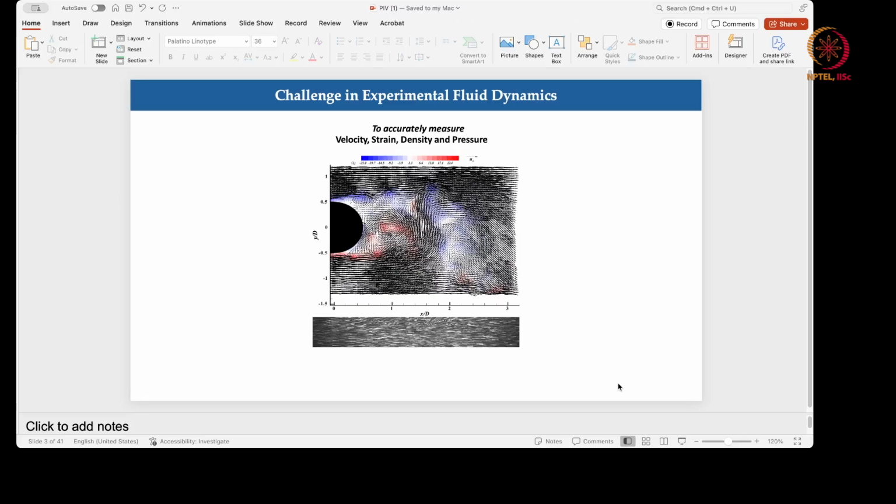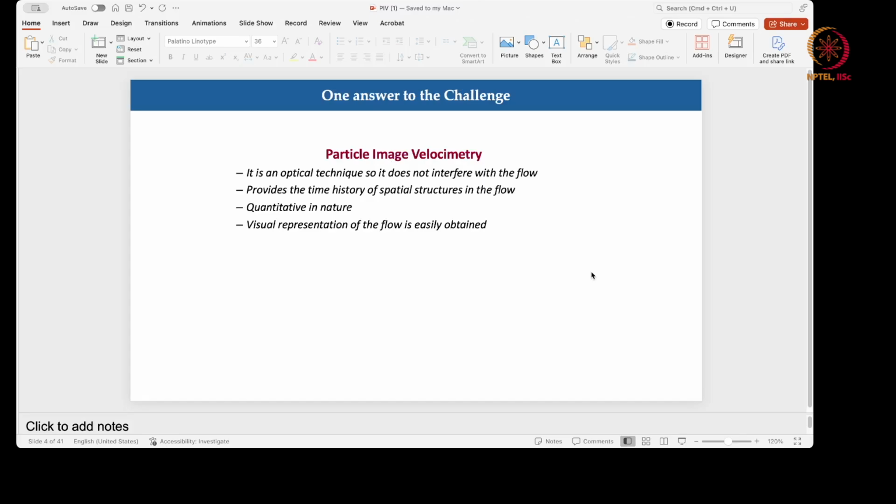So, if you recall, to summarize PIV, we first have to look into the challenges of experimental fluid dynamics. For example, this is a flow behind a bluff body, where you can see this flow is very intricate. There are lots of small scale structures, large scale structures, lots of twists and turns in the flow. So if you have to really do the measurement properly, you have to accurately measure the velocity, the strain, the density, and the pressure. This is the challenge in experimental fluid dynamics. That means you need to resolve these measurements.